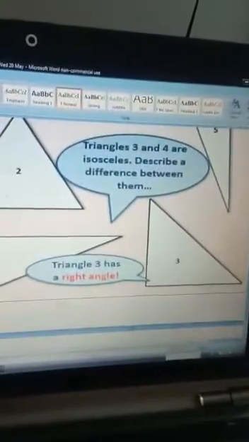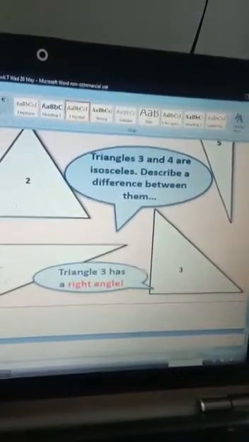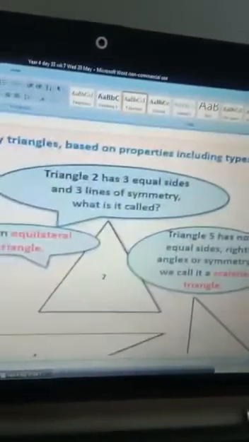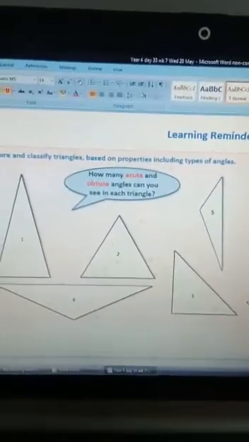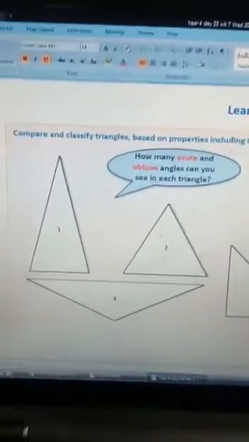Some of these questions: describe a difference between triangle 3 and 4. And then we've got some of these triangles again. And then this one: how many acute and obtuse angles can you see in each triangle? And the answers are down on the right hand side.